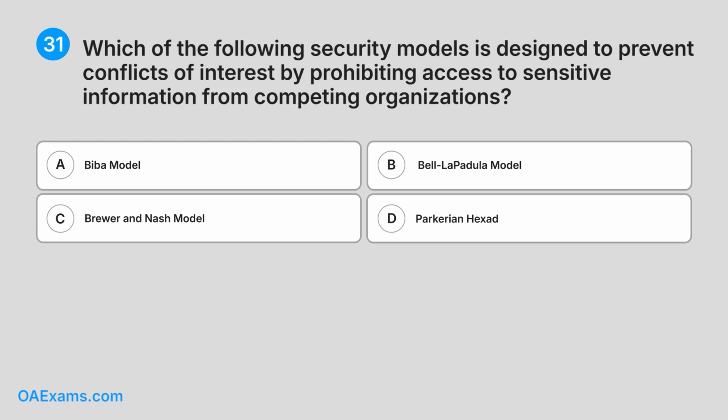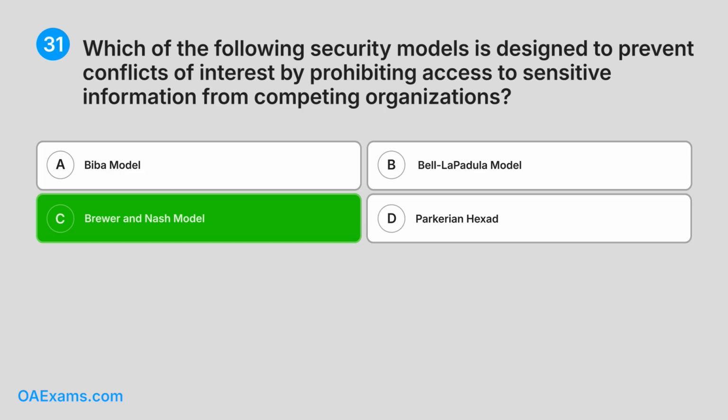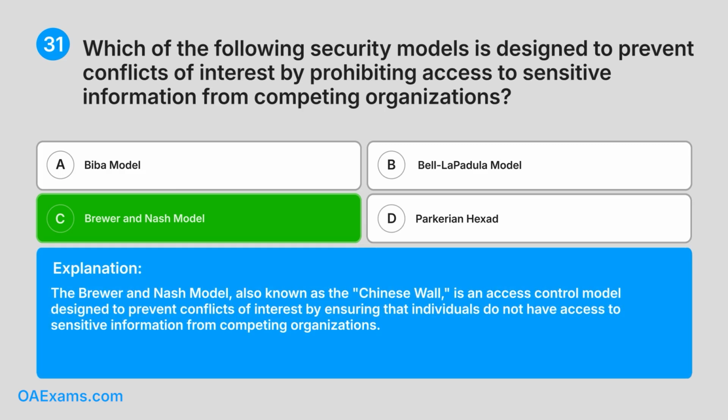Correct answer, C. Brewer and Nash model. Explanation. The Brewer and Nash model, also known as the Chinese wall, is an access control model designed to prevent conflicts of interest by ensuring that individuals do not have access to sensitive information from competing organizations.